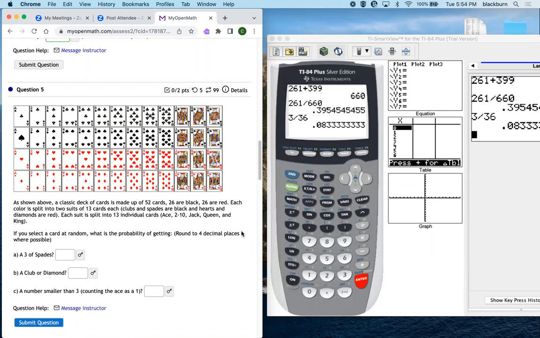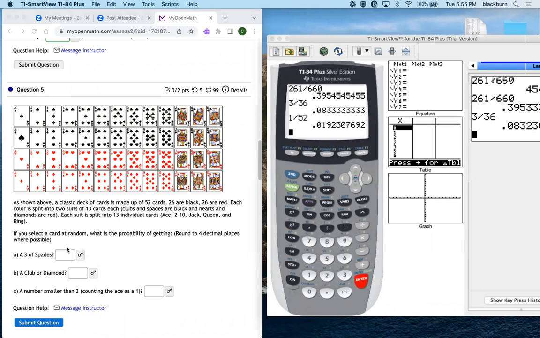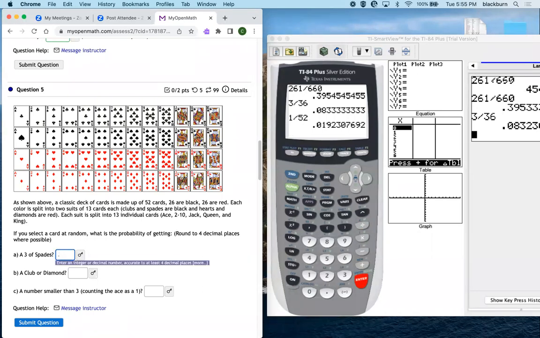If you select a card at random, what is the probability of getting a 3 of spades? There's only 1 3 of spades out of 52 cards. So that probability is going to be 1 over 52, which is 0.0192.